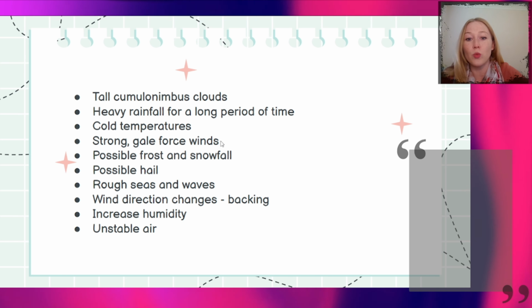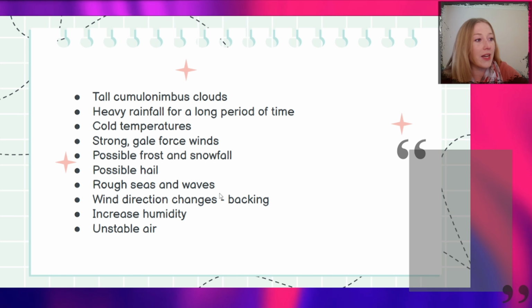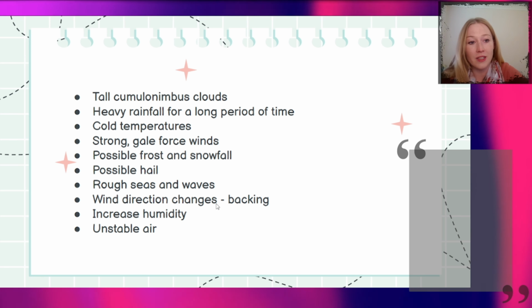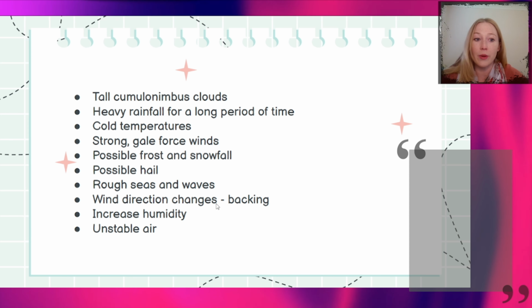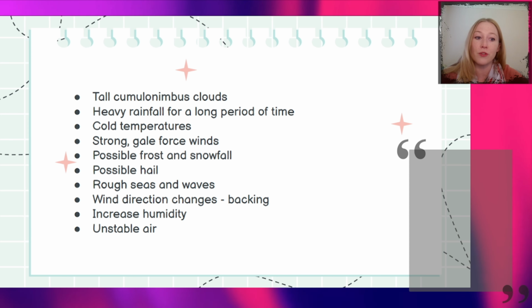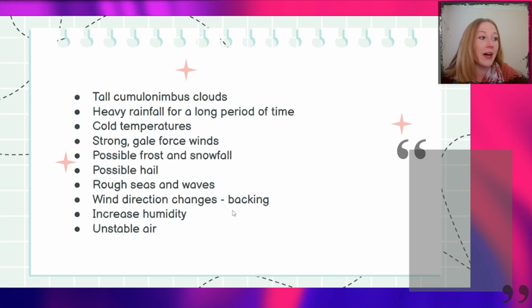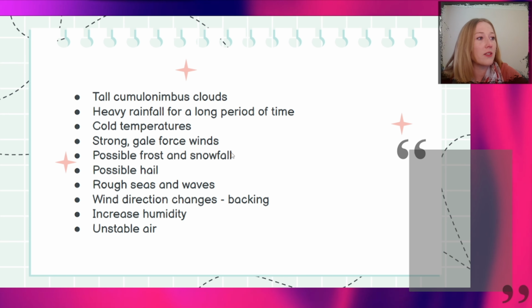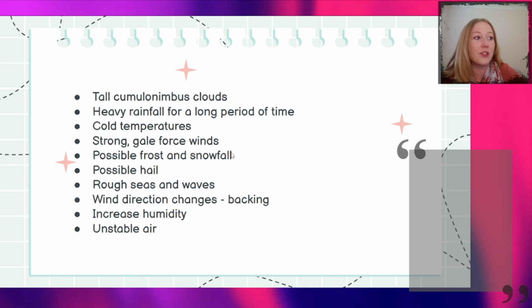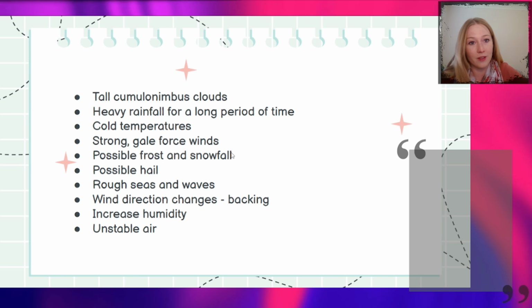The wind direction would change. We refer to that as backing. This by itself is also a question I've seen. They've asked, how does the wind direction change? And they'll give multiple different answers. It changes by backing. We sometimes see frost, snow, and hail.